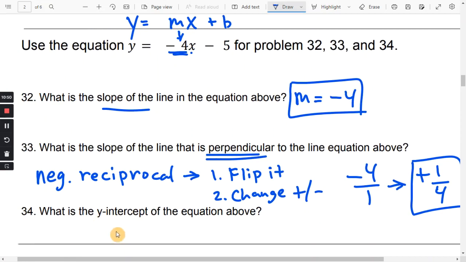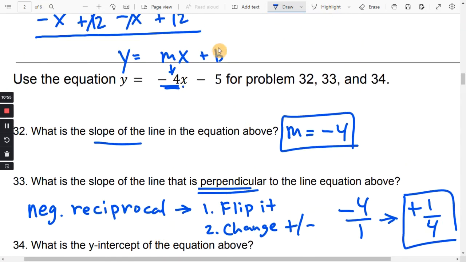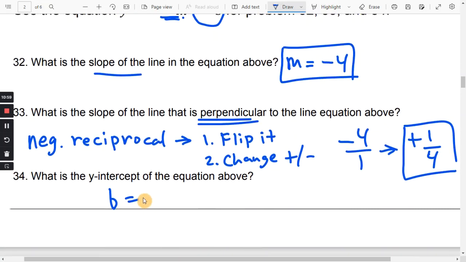Finally, the y-intercept. We're looking for which number is representing b. We can see right there that b is -5.